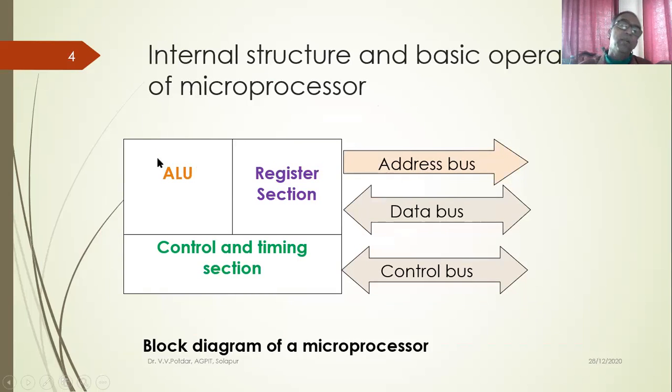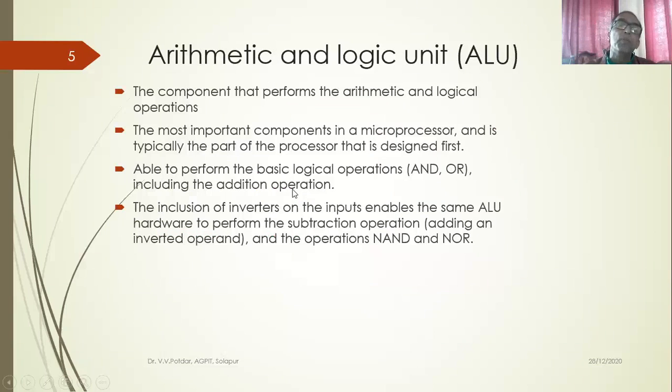Internal structure and basic operation of a microprocessor. This is what is called the arithmetic and logic unit. We have a register section, we have a control section, and a timing section. These are the basic sections or basic units of a microprocessor. And then you have the connecting buses. The address bus will be there, the data bus will be there, and the control bus will be there. And these will be interacting with various elements of the microprocessor so as to give us a meaningful output.